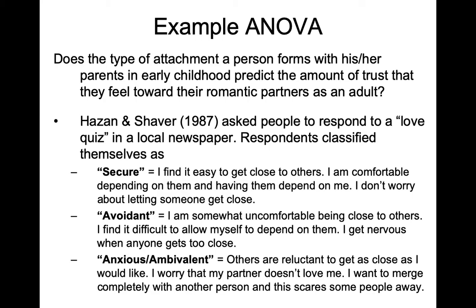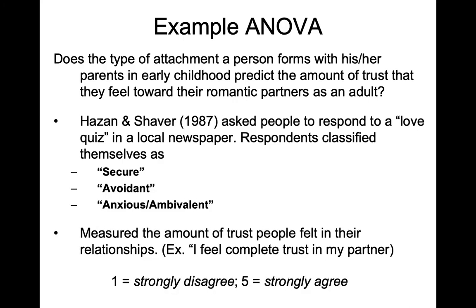So we've got those 3 styles, and we're going to ask whether these 3 different groups of people that have these 3 distinct styles experience and report different amounts of trust in their romantic partners as adults. People in this study just responded to the item, I feel complete trust in my partner, on a 5-point scale where 1 is strongly disagree and 5 is strongly agree. So higher numbers indicate more trust.